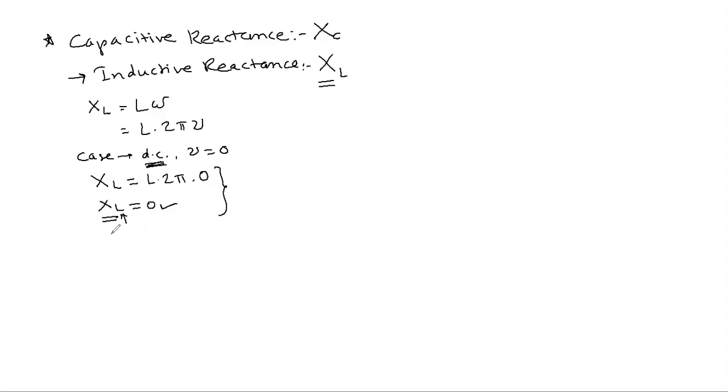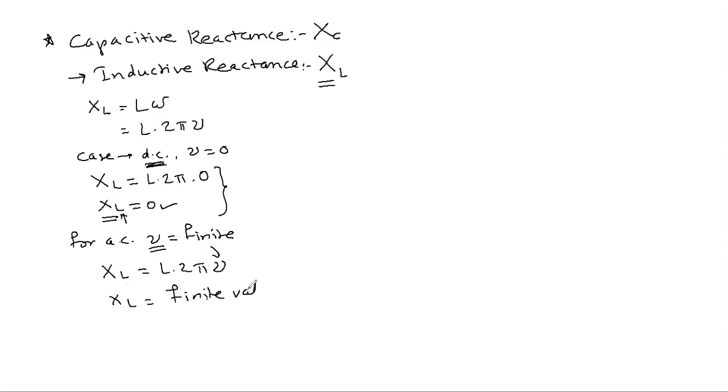Now for AC, we have derived that it has a certain frequency, a finite value, suppose 50 Hz. Then XL is L into 2 pi nu. So the value is finite. Therefore XL is equal to some finite value.